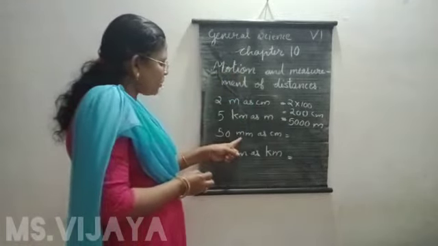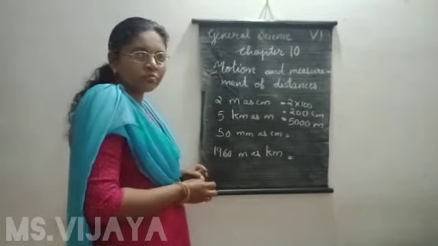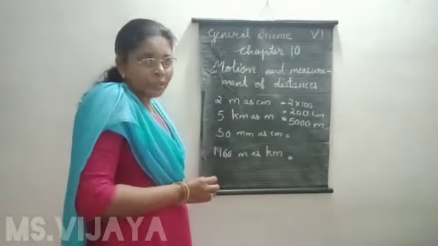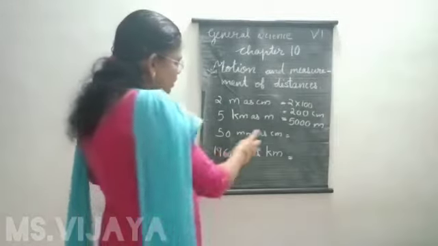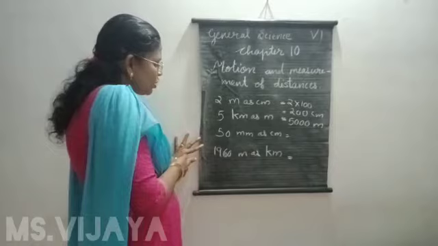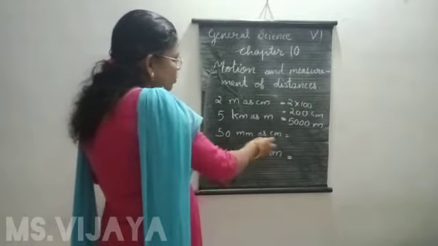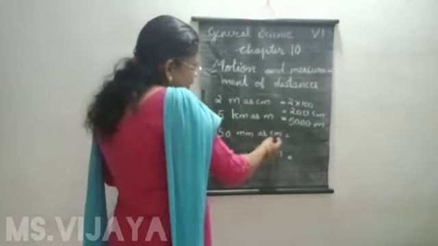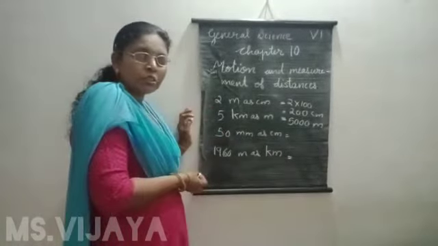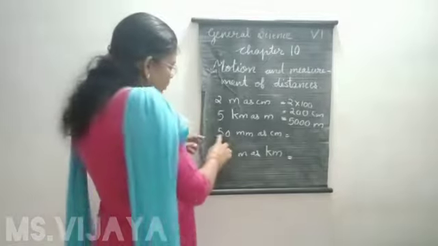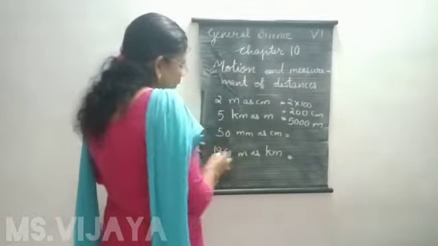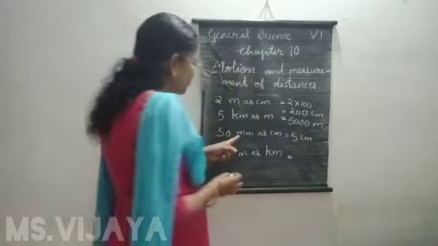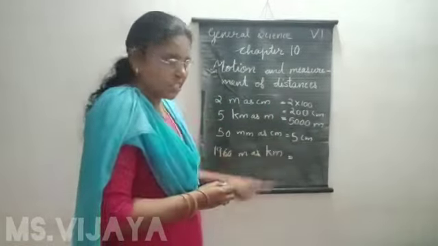Then 50 millimeter converted into centimeter. Look, you know that 1 centimeter is 10 millimeter, isn't it? So how do we convert this 50 millimeter into centimeter? When we want to change a small unit into a larger unit, what do we do? We divide. So 50 divided by 10. So what is it? 5 centimeter. 50 millimeter equals 5 centimeter.